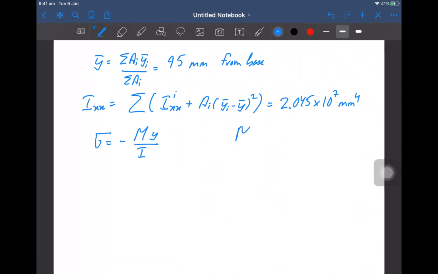And so this time we're going to apply this moment, but it's going to be clockwise. We're going to apply this plastic moment that we found in part C, but apply it clockwise. So it now becomes a partially plastic moment. It's not a plastic moment anymore. All right?